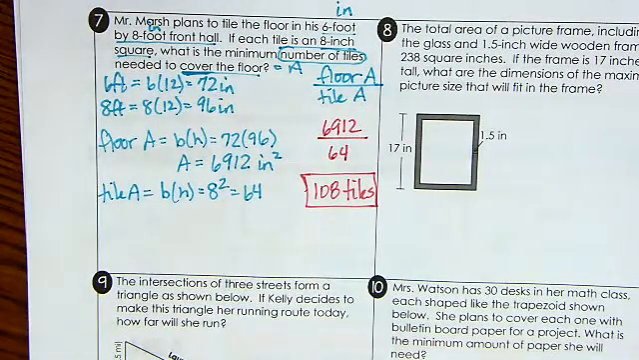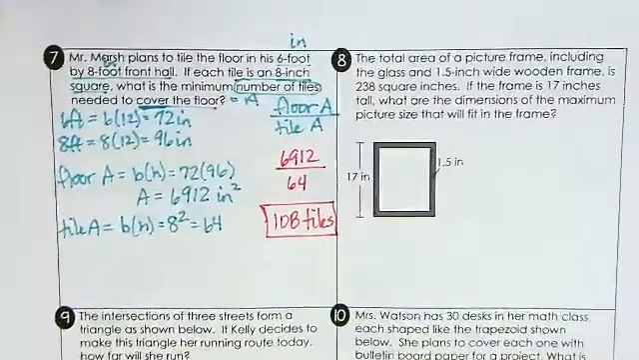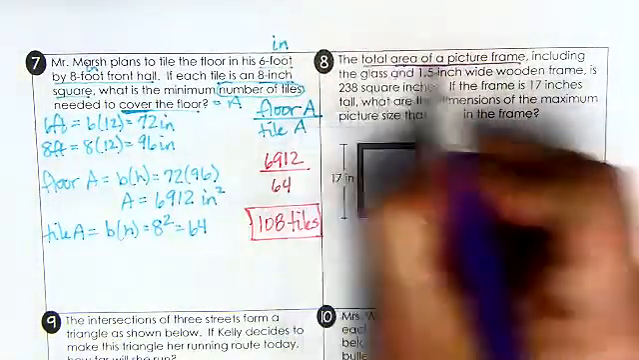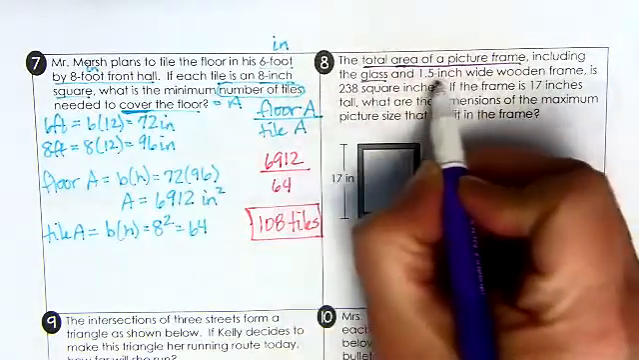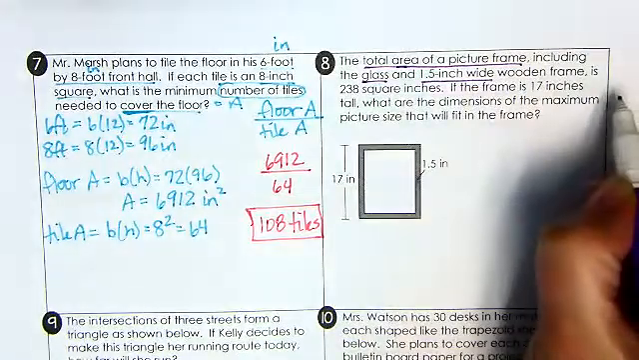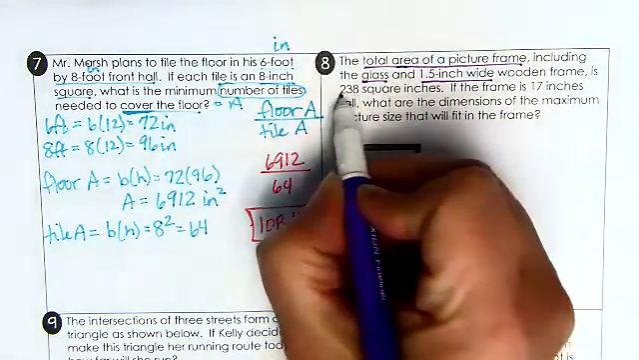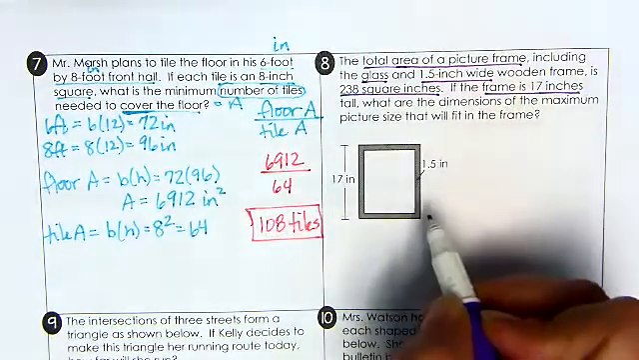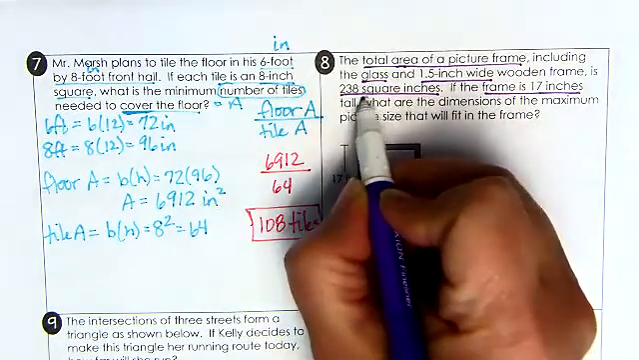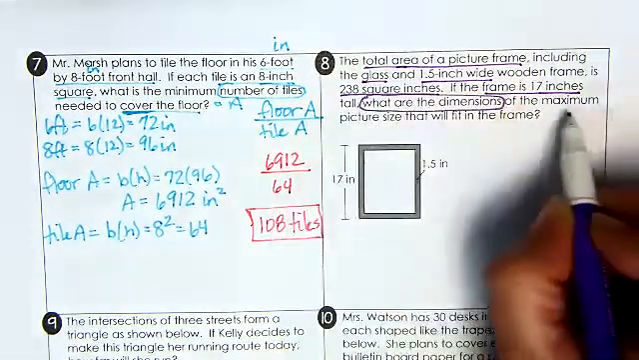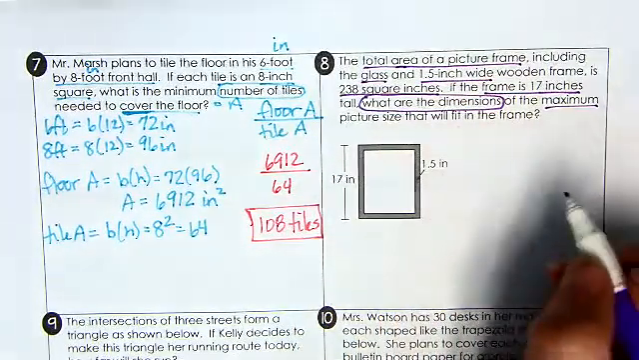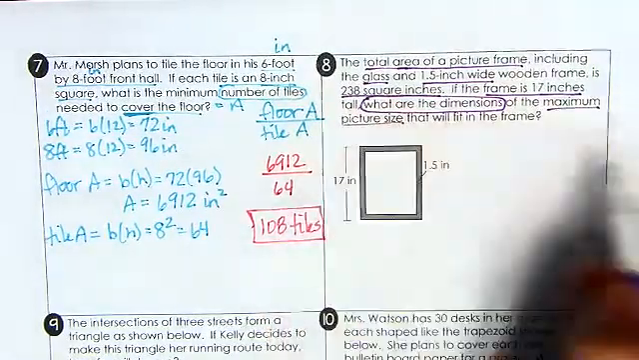Last one. Looking at number 8. It says, the total area of a picture frame, including the glass and 1.5 inch wide wooden frame, is 238 square inches. If the frame is 17 inches tall, what are the dimensions of the maximum picture size that will fit in the frame? Okay, maximum picture size that will fit in the frame.